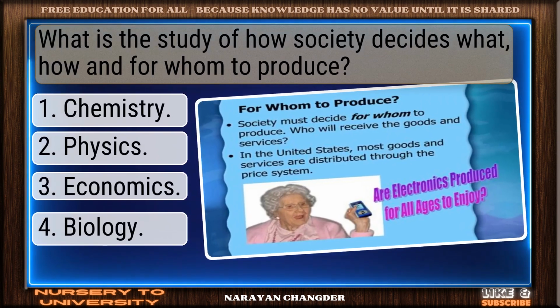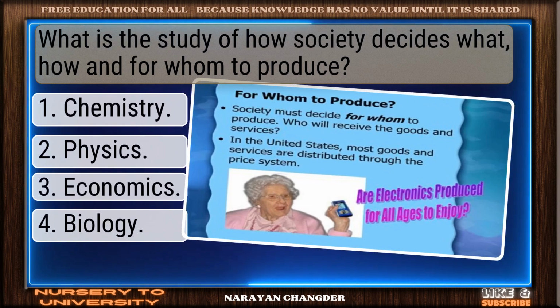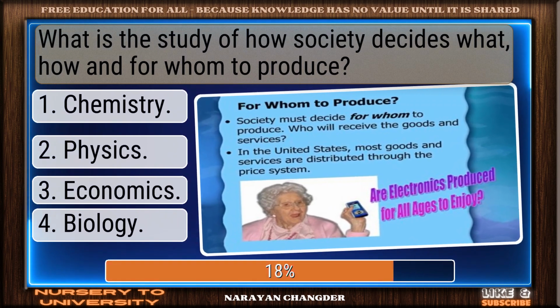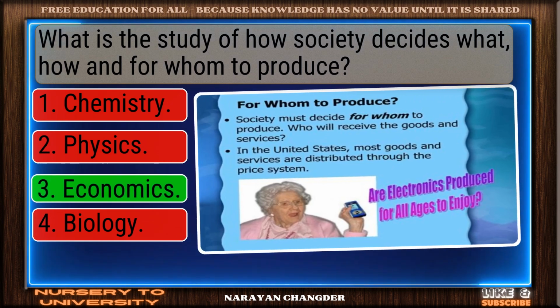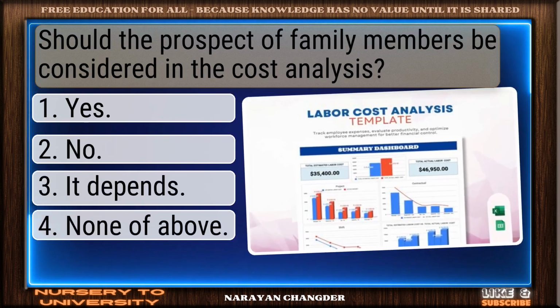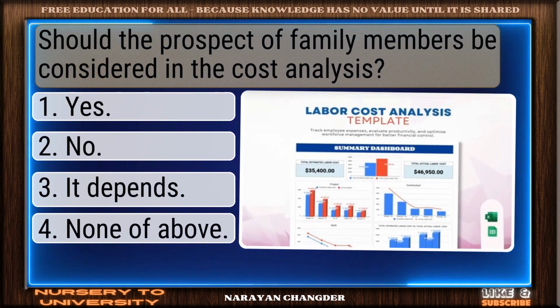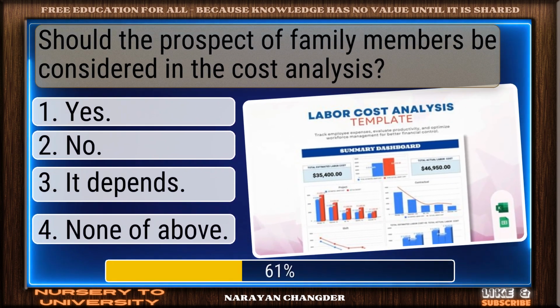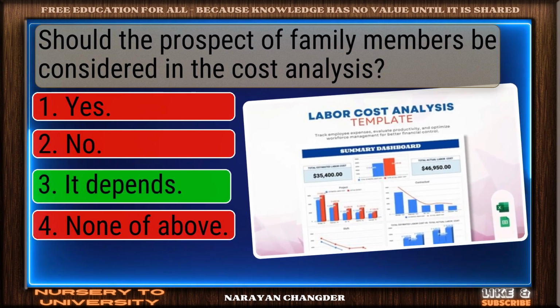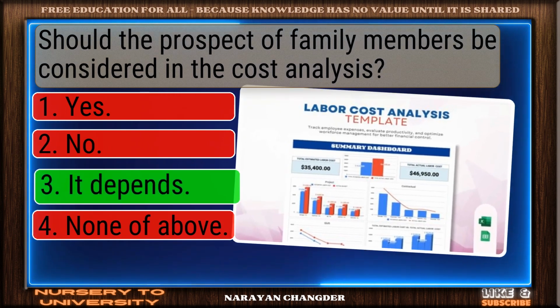What is the study of how society decides what, how, and for whom to produce? Well picked. Economics is the correct answer. Should the prospect of family members be considered in the cost analysis? Right choice. It depends is the best answer.